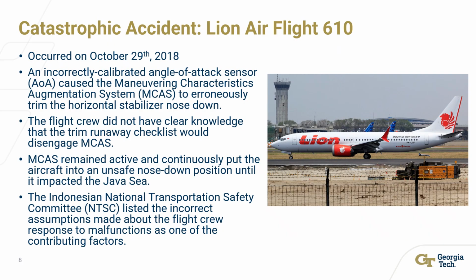The first hull loss of a 737 MAX 8 occurred on October 29, 2018. An incorrectly calibrated angle of attack sensor caused the Maneuvering Characteristics Augmentation System, or MCAS, to erroneously trim the horizontal stabilizer and cause the aircraft to repeatedly nose down. The flight crew did not have clear knowledge that the trim runaway checklist would disengage the MCAS, and so the system remained active and continuously placed the aircraft into an unsafe nose-down attitude until it impacted into the Java Sea. The Indonesian National Transportation Safety Committee listed the incorrect reactions of the flight crew as one of the contributing factors to the accident.